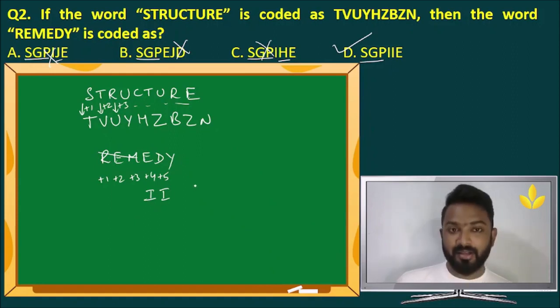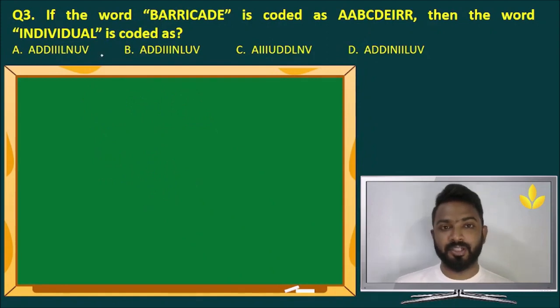Okay, let's move on. Question number 3. The word barricade is coded as this, then the word individual is coded as what? Just looking at the code itself, you will understand what the logic is. Look at the code. A, B, C, D, E, and then IRR. What does A, B, C, D, E tell you? That the letters have been rearranged in the alphabetical order. That is what is happening over here. All the words are rearranged alphabetically.